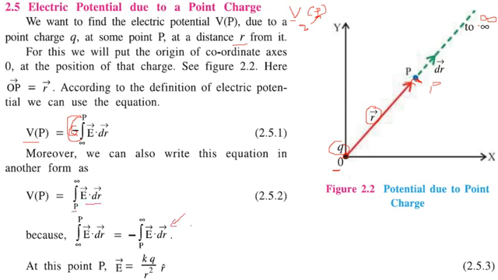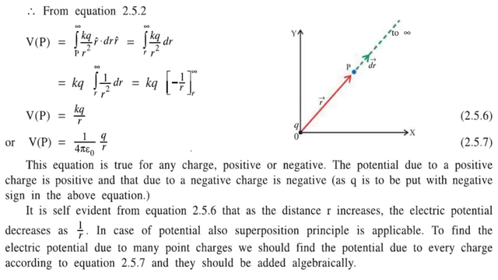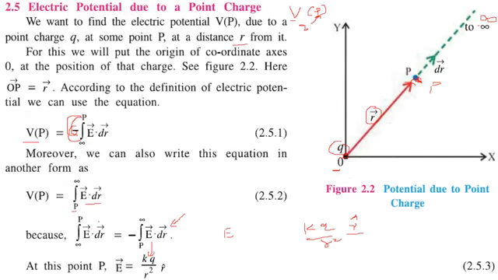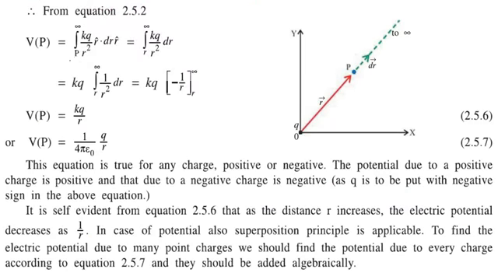And what is E, the electric field at this point? We know the electric field due to a point charge is kq by r square, times r cap, the unit vector along this direction. So we can write E here like this. Now this becomes the integral from P to infinity of kq by r square, r cap, dot dr.